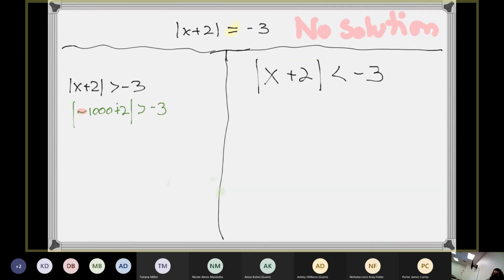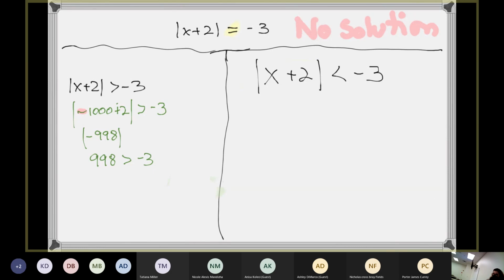Yes? Chloe says yes. Well, negative 1,000 plus 2 is a negative 998 absolute value. What is the absolute value of a negative 998? A positive 998. Is that greater than negative 3? Yeah. So I went all the way to negative 1,000. How about if I plug a negative million in? It still would be greater than negative 3, right? Once I take it out of the bars.